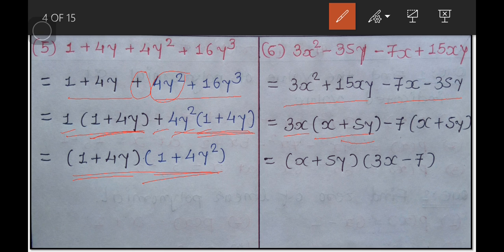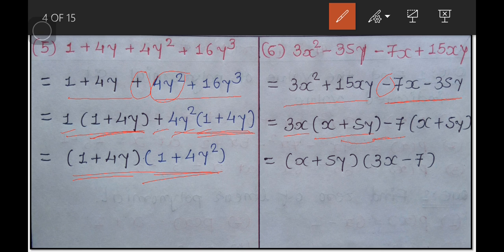And then for the second group, you must see the sign of the first term. Here the given sign is minus. If the given sign is plus, then we do not change any sign. But if the first term has a negative sign, then we have to change the sign of the other term as well. As we did here, we put a minus sign and extract 7 from both terms, so we put minus 7.